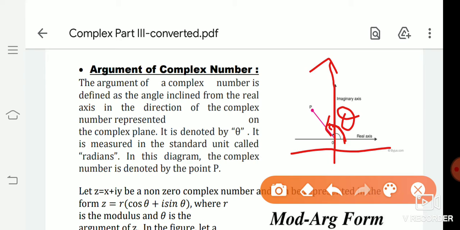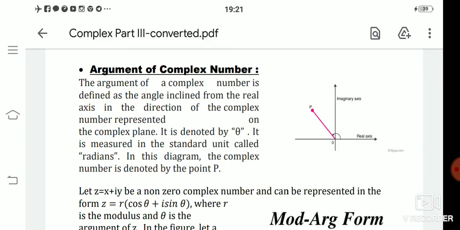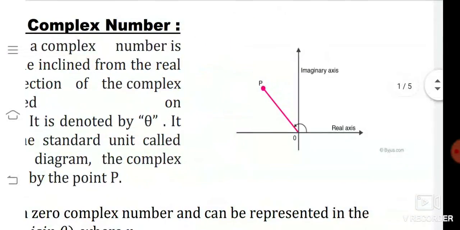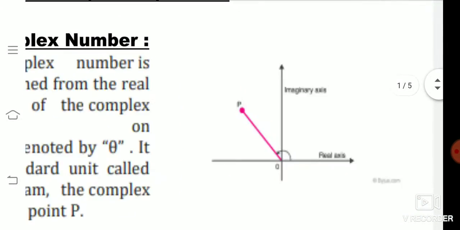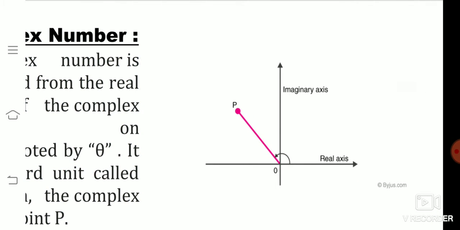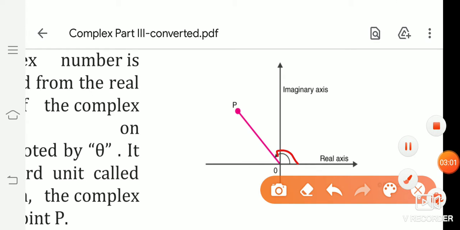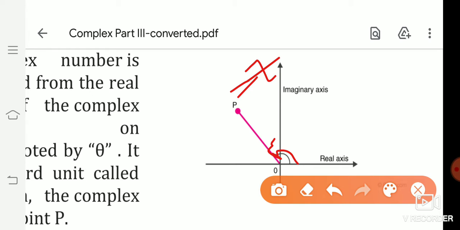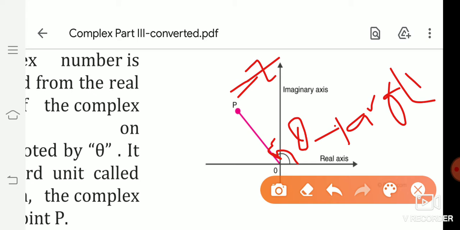In this diagram you can clearly see what theta is. Here I have zoomed the photo. Please note this diagram, then you can easily understand what theta is. You can see this angle formed from the real axis to the point P, where P is the complex number z. The angle formed is theta, and this is called the argument, and we represent the argument as arg z.